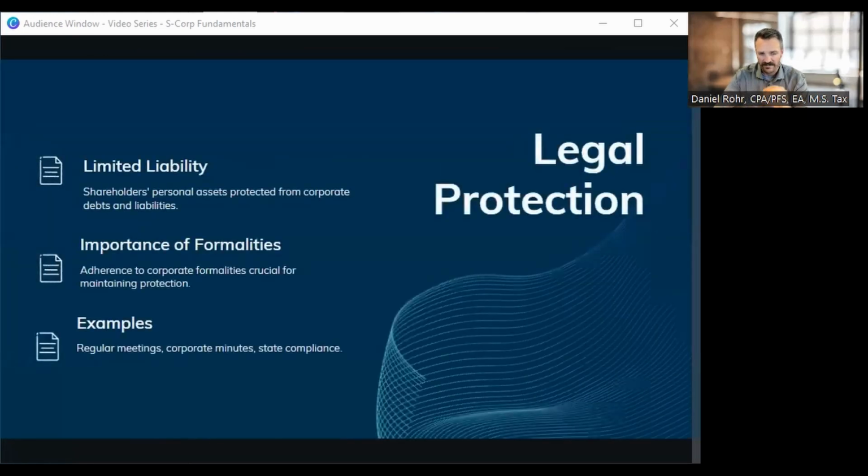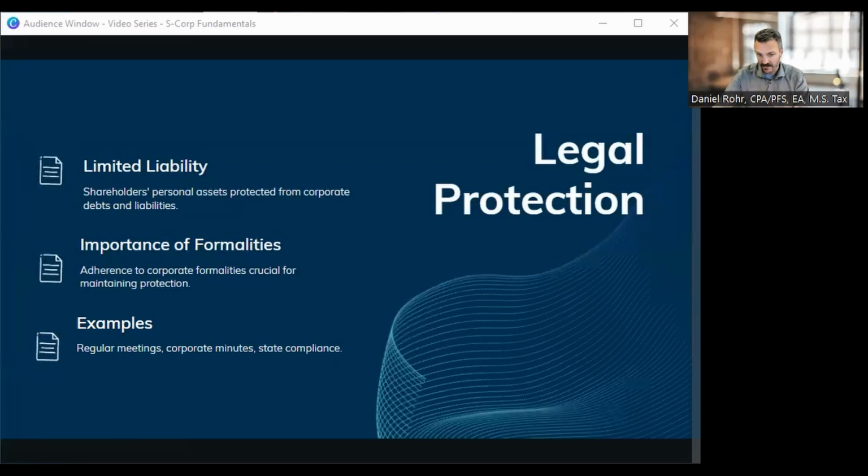Now let's move on to legal protection. One of the substantial benefits of an S-Corp is the legal protection. This limited liability feature ensures that the shareholders' personal assets, such as their homes, cars, and personal savings, are generally safeguarded from the corporation's debts and liabilities. However, it's vital to recognize this protection is not automatic. It doesn't just happen because you're an S-Corp.